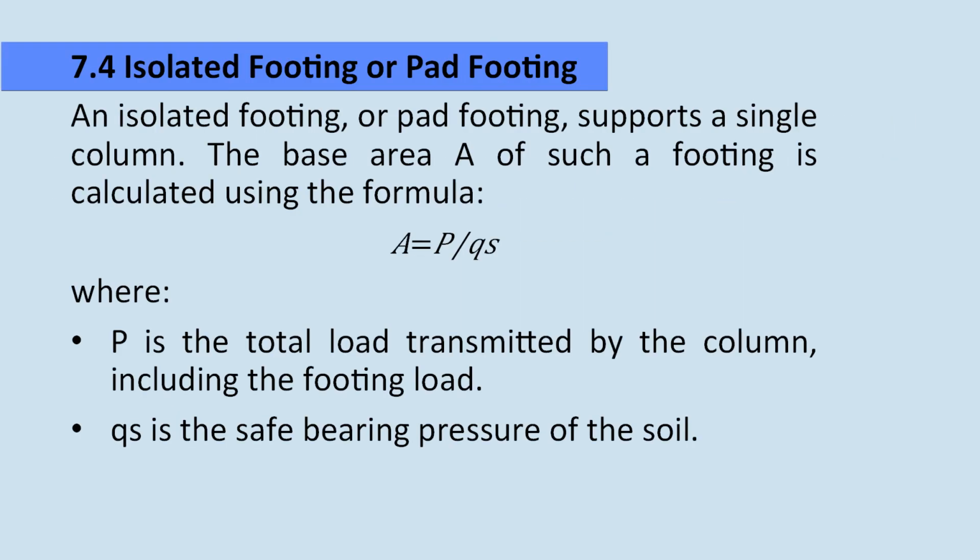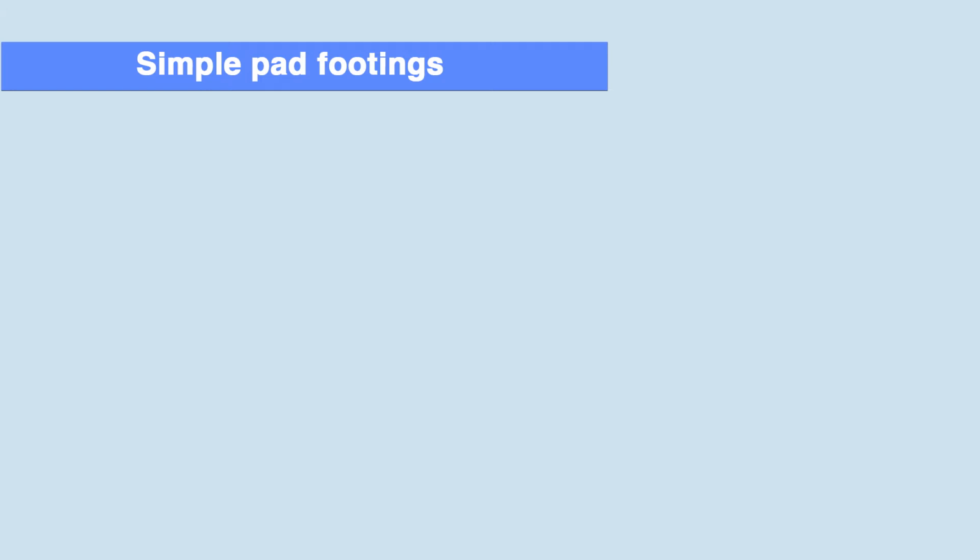The next is isolated footings or pad footings. Isolated footings or pad footings support a single column. The base area A of such footings is calculated using the equation A is equal to P divided by Qs, where P is the total load transmitted by the column including the footing load, and Qs is the safe bearing pressure or capacity of the soil. So, in the pad type of footing, first is simple pad footings.